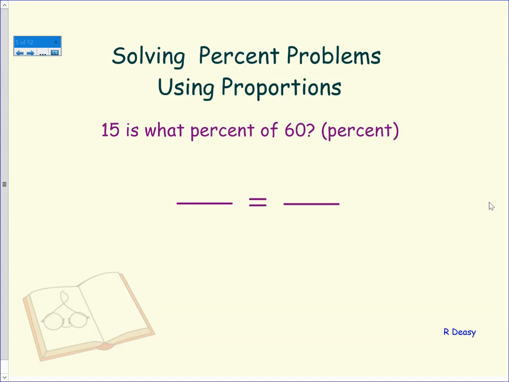Alright, and Brooklyn, what would be my next step? You would divide them both by 60. Yes, ma'am, what's 1500 divided by 60? P equals 25. Perfect. So 25%. 15 is 25% of 60.